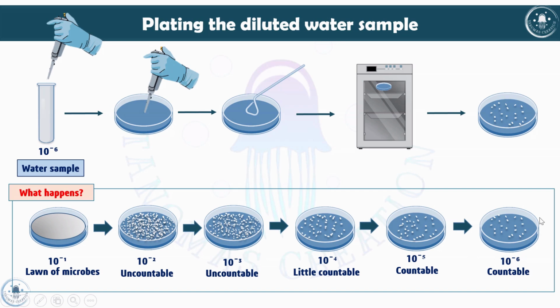Now from here you can not only count the number of colonies in the one dilution sample, that is 10 to the power minus 6, but you can also find the number of colonies that were present in the original soil sample or the water sample from which you are taking it. Okay, so the original sample also you can find.